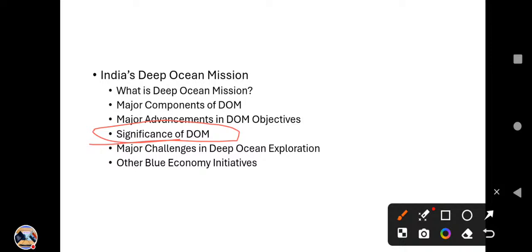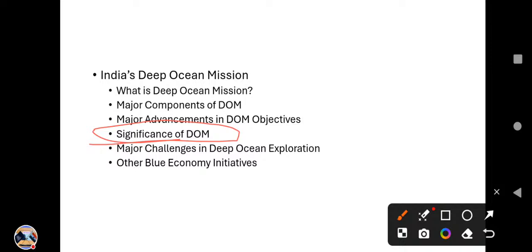And tell me, what is the government of India's target for trade by 2030? How many trillion US dollars is India's target economy for trade development? Put your answer in the comment section below.